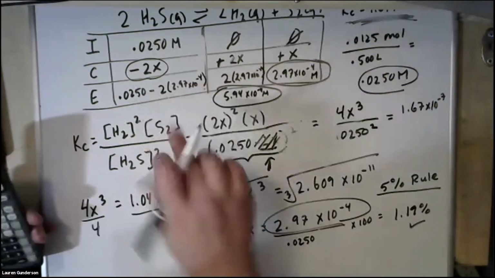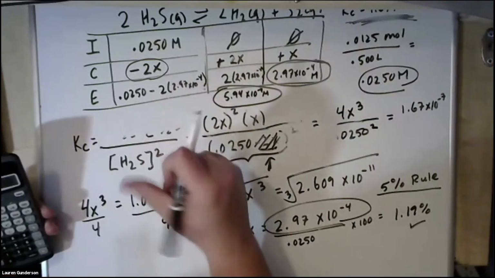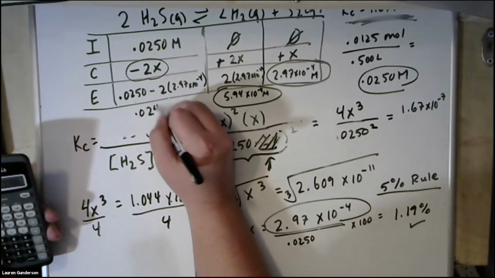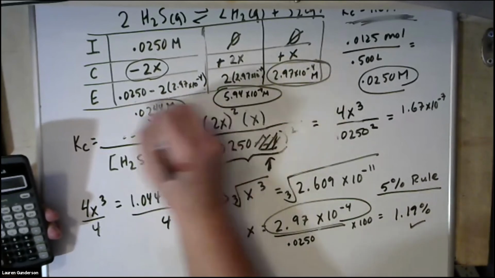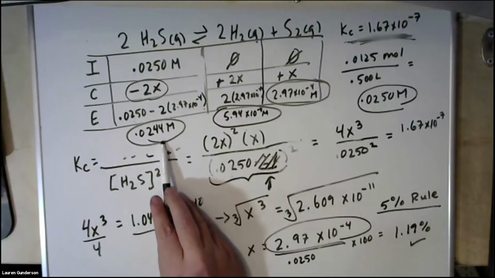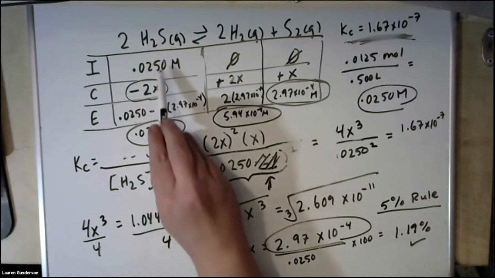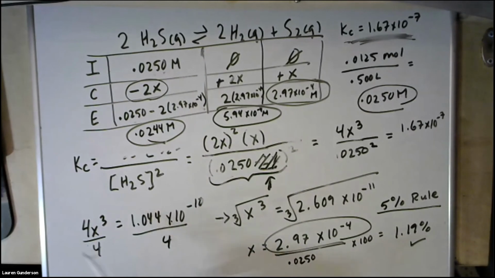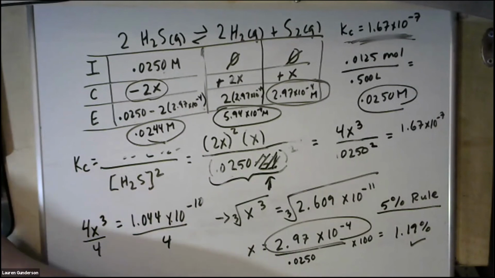Okay, and our final H2S equilibrium concentration is going to be 0.0244 molar. So you see it didn't really change very much. And we don't expect it to change a lot. If the K value is very, very small, we don't expect our initial concentration to decrease by a whole lot, right? Because that small K value means that the reaction doesn't tend to form a lot of product.